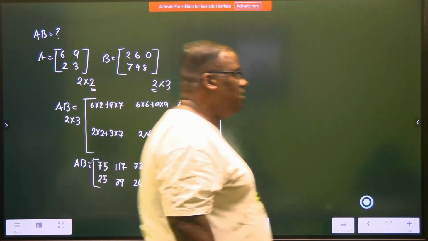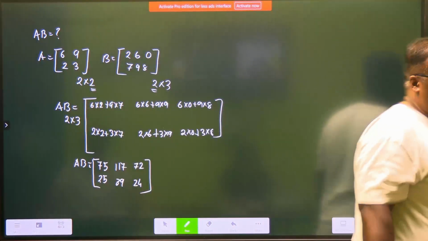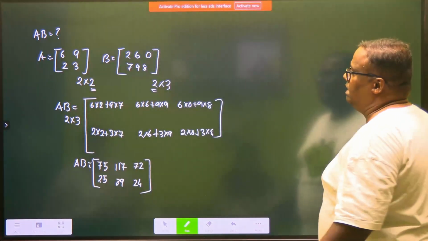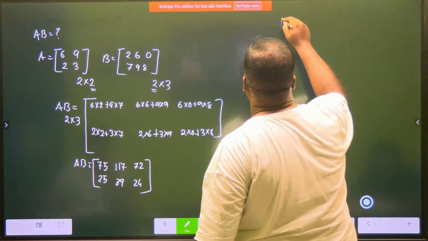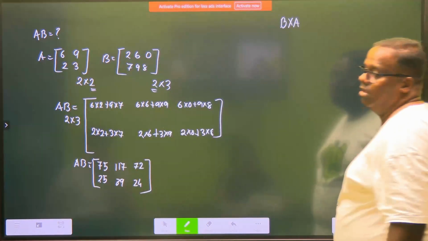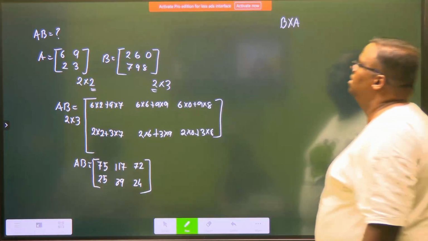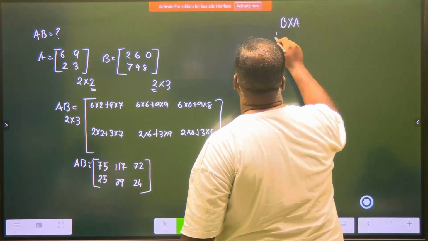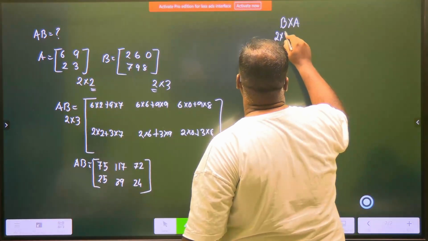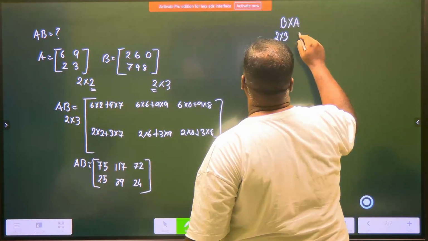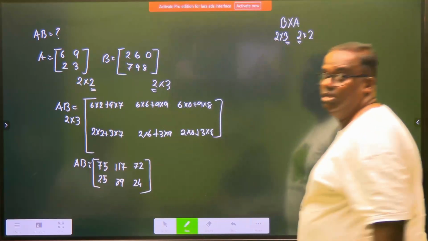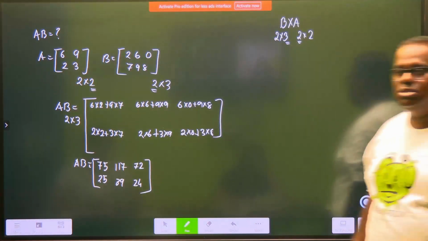This is a very easy-to-learn, easy-to-forget chapter. Okay. Take an attempt at doing B cross A. Just try to do B cross A. B is 2 cross 3. A is 2 cross 2. The inners don't match. Therefore, B cross A is not valid.